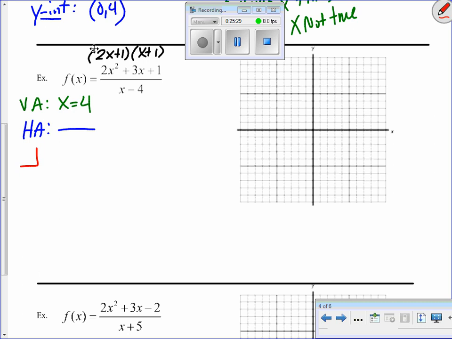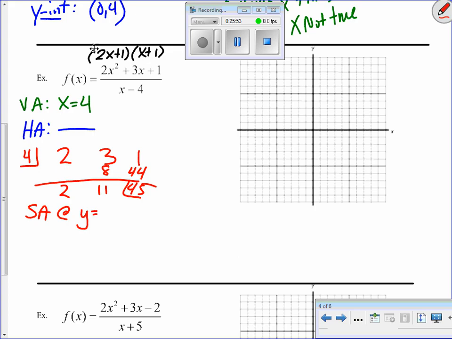Let's synthetically divide by 4. I've got a 2, a 3, and a 1. Bring down the 2. 2 times 4 is 8. 3 plus 8 is 11. 11 times 4 is 44, plus 1 is 45, and that's a remainder of 45. Again, we're going to ignore the remainder. So our slant asymptote is y equals 2x plus 11.